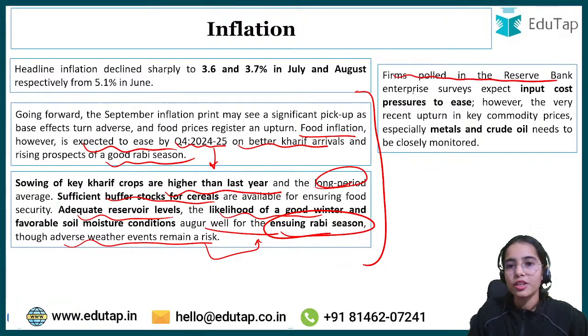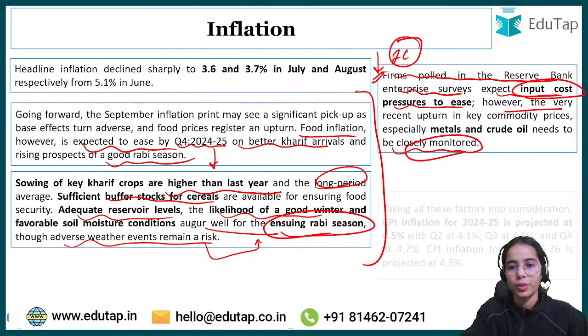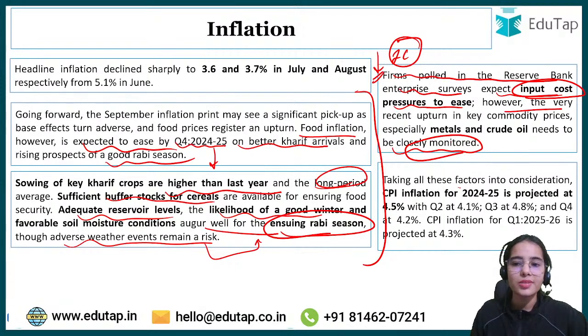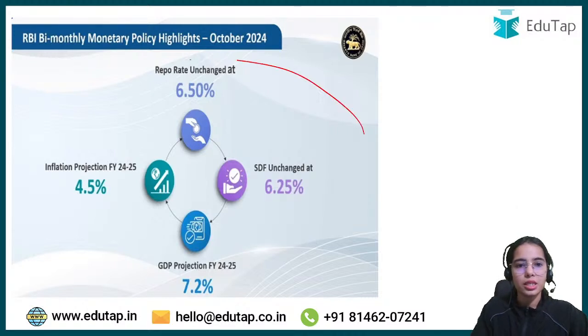Firms polled in the Reserve Bank enterprise surveys expect input cost pressure to ease. So input cost is going to decrease. However, a very recent upturn has been seen in key commodity prices such as metals and crude oil. This needs to be closely monitored. Next, taking all these factors into consideration, the CPI inflation for 2024-25 is projected at 4.5%. So this is the basic idea. Okay, so these are the percentages.